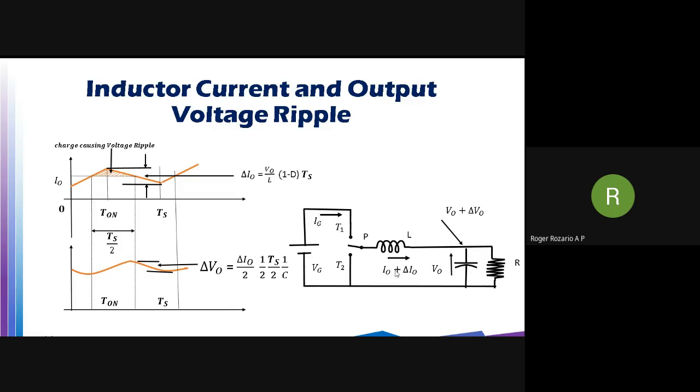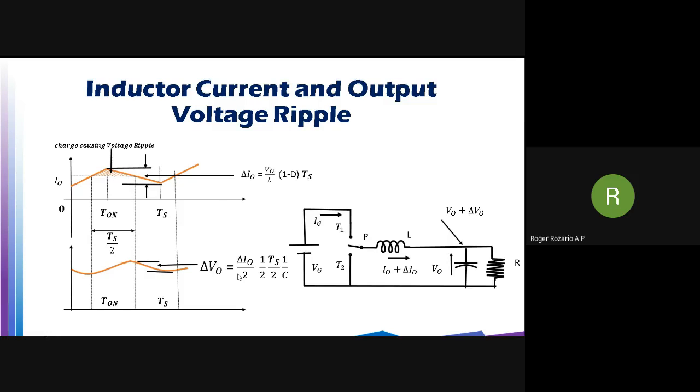Once again, I will repeat. This I naught flows through the load and gives rise to V naught, and this del I naught flows through the capacitor. The high frequency current of the inductor flows through this capacitor, and this is giving rise to the ripple in the output voltage, and the amount of ripple that is present in the output voltage is del V naught.